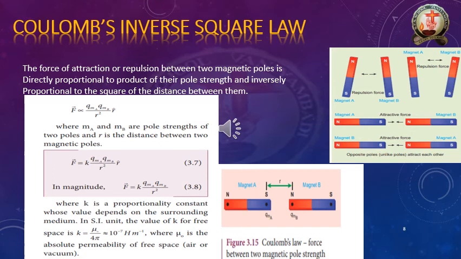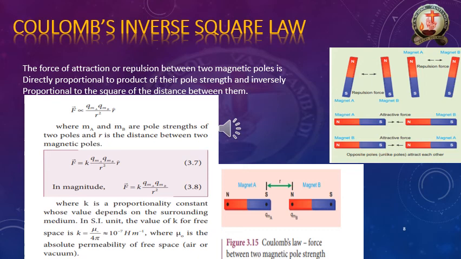Surrounding medium means, suppose you are placing the two magnets in air, then air is the medium. If you are placing the two magnets in water, then water is the medium, like that. So the value of K depends on the medium. In SI units, the value of K for free space, free space means empty, there is no air, there is no water, there is no other medium.